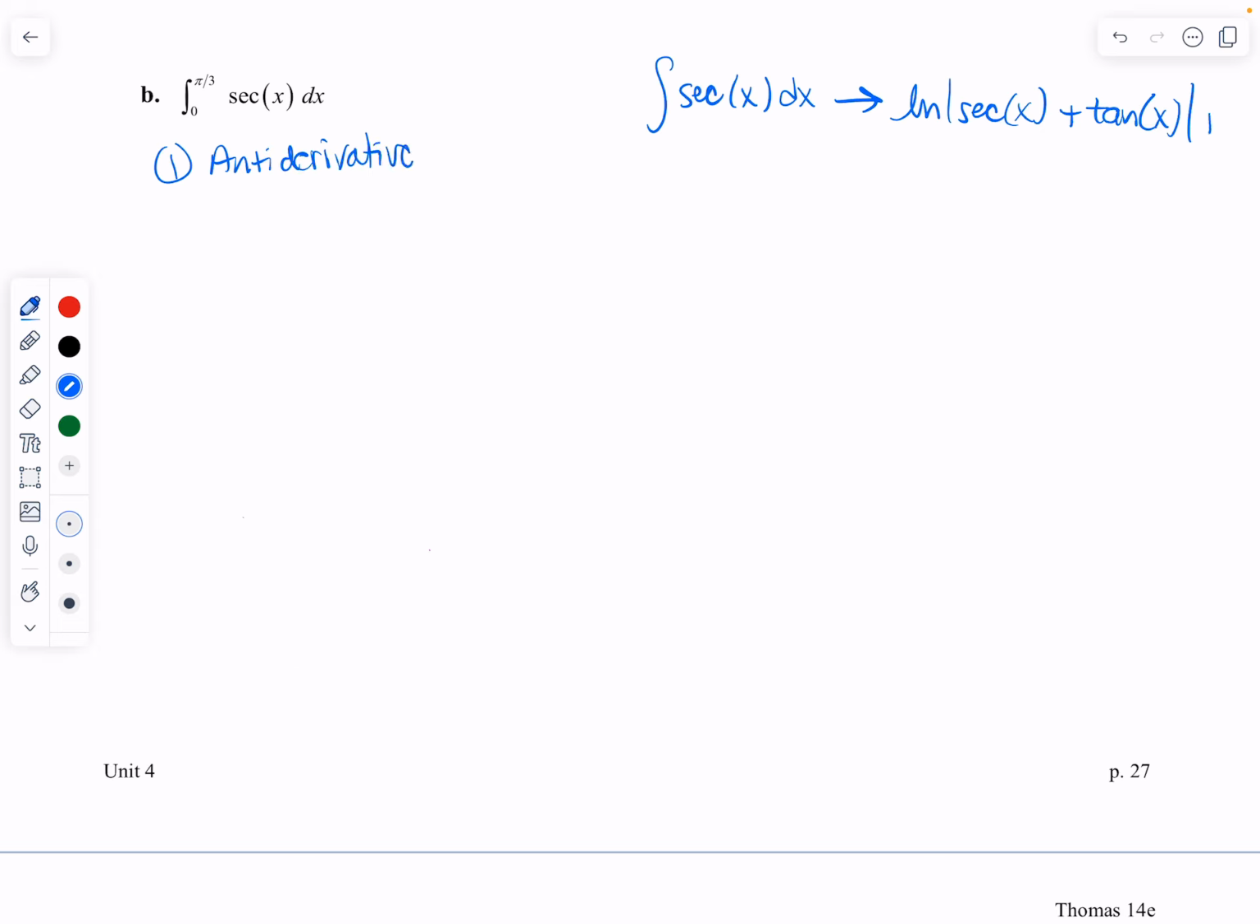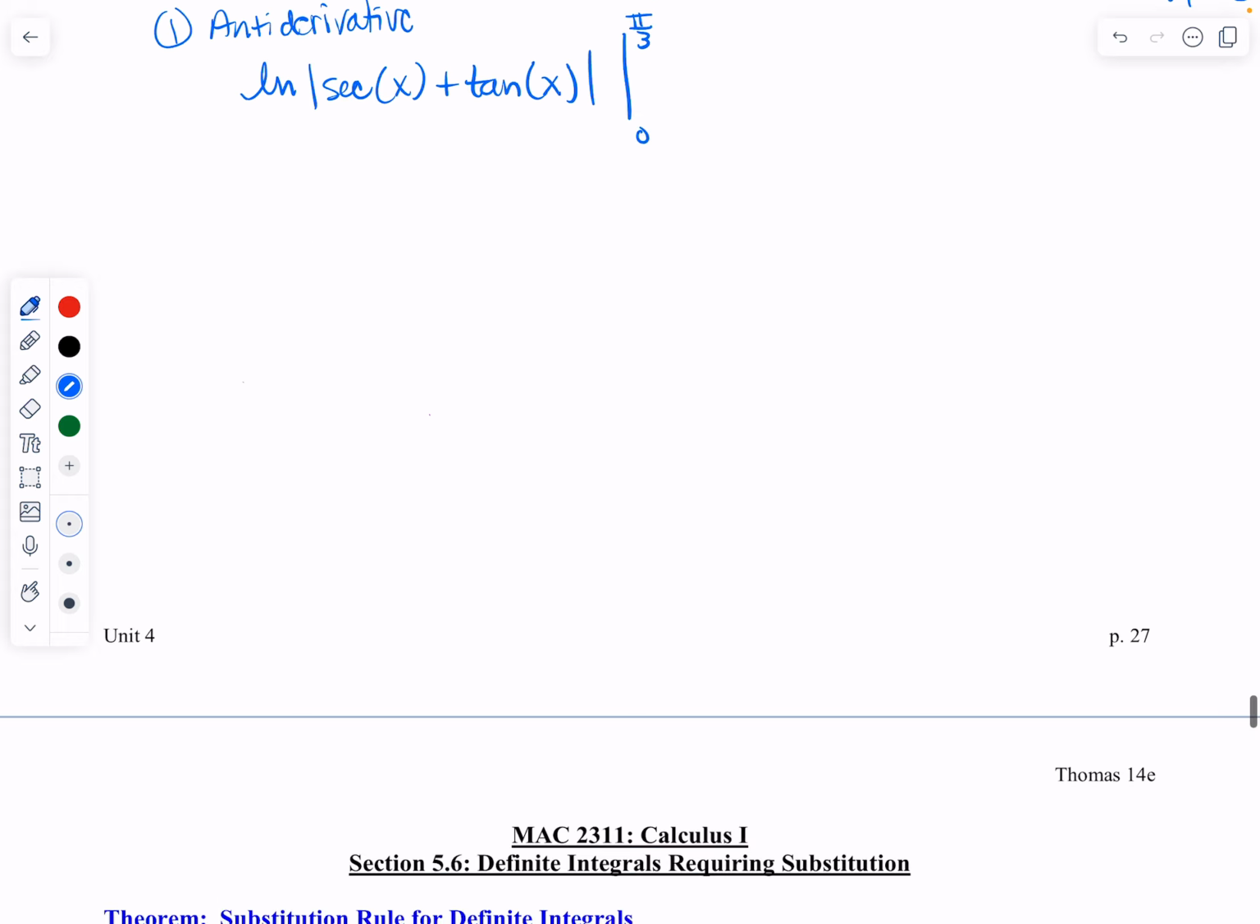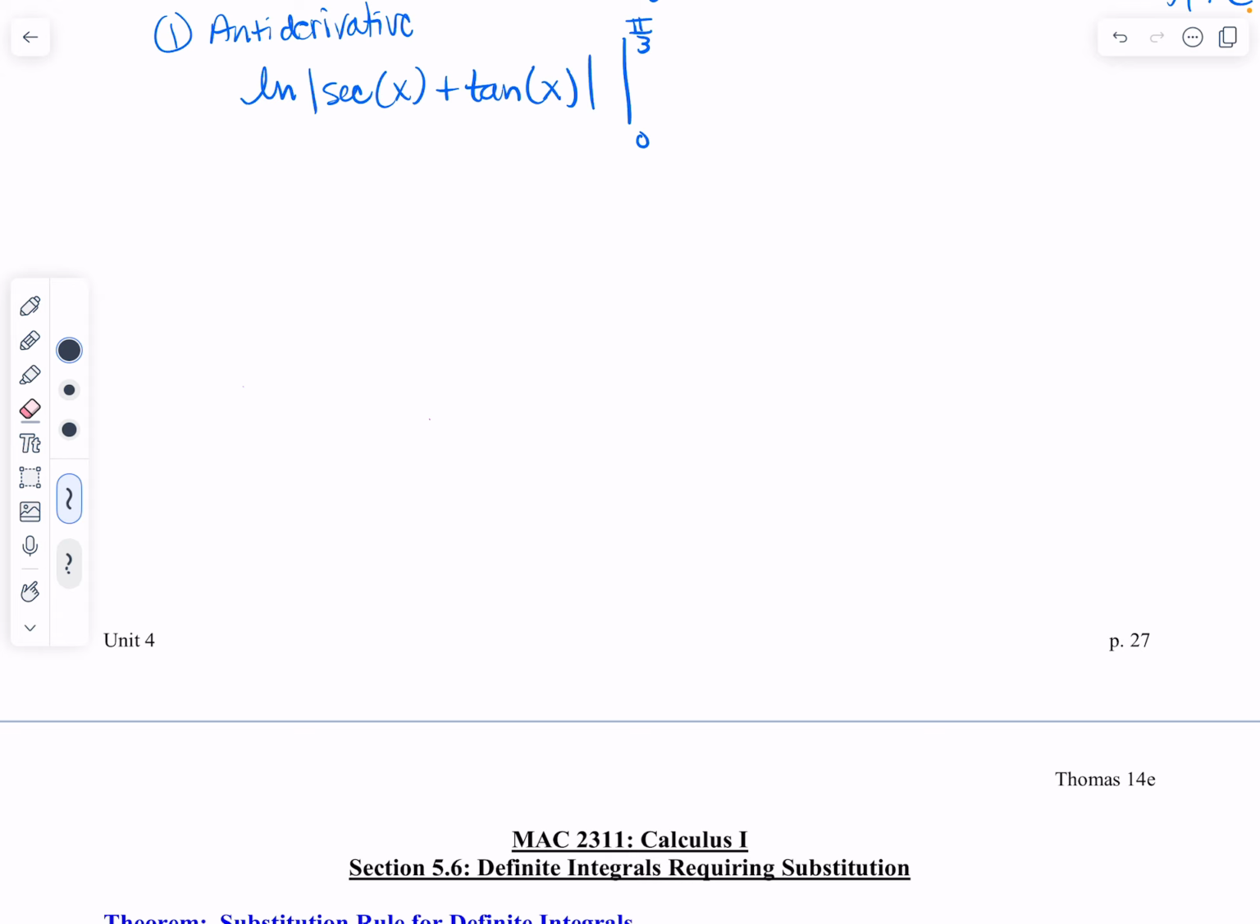And by the way, I should have plus c there, so I'm going to do that. The antiderivative is going to be ln of secant x plus tangent x. And then I'm integrating it from 0 to pi over 3. Okay? 2, find f at b and f at a.